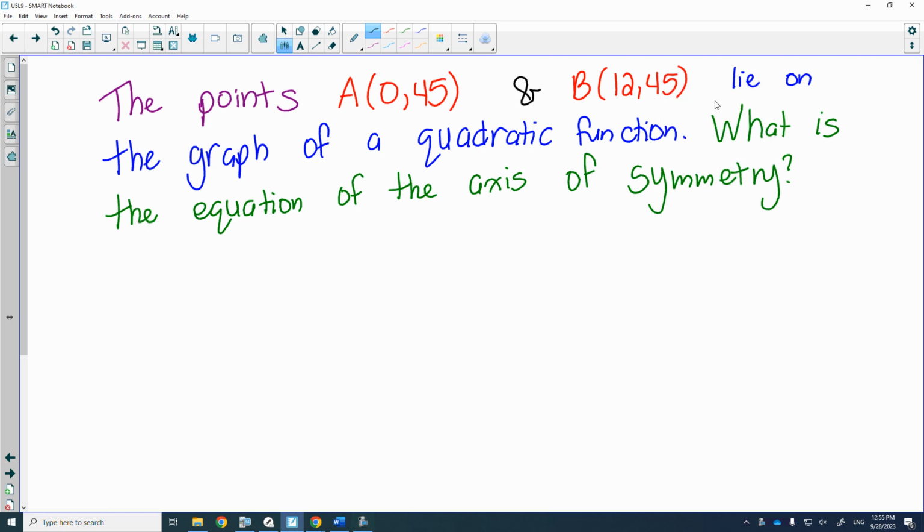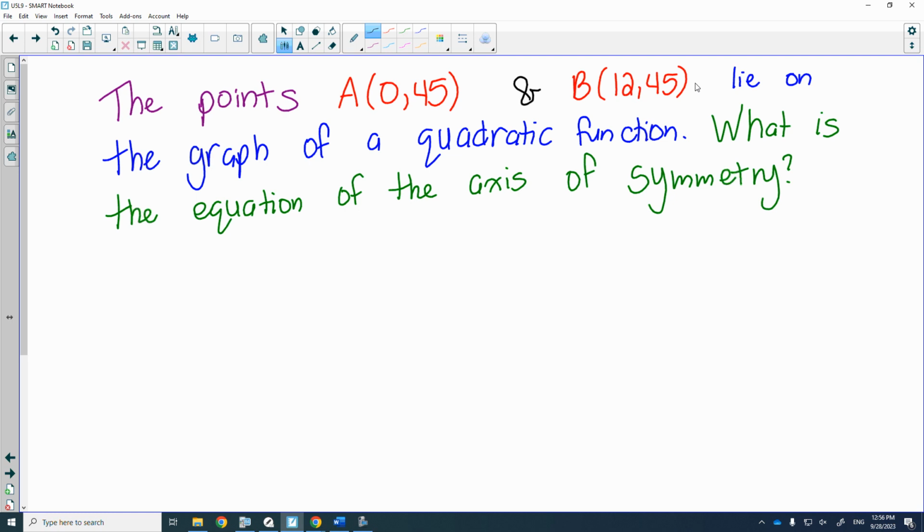Okay, so the first two questions that we will do will be exam style questions that you will probably see. This first question gives you 2 points on a quadratic. It says the points A, which the coordinate would be 0, 45, and B, 12, 45, lie on the graph of a quadratic function. What is the equation of the axis of symmetry? So 0, 45, and 12, 45. They're going to give you ridiculous y values, but they're going to be the same y value.